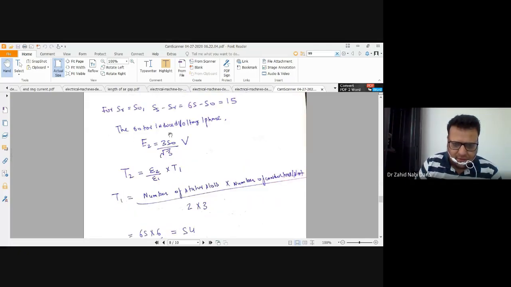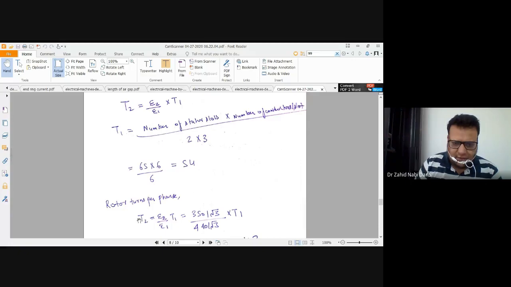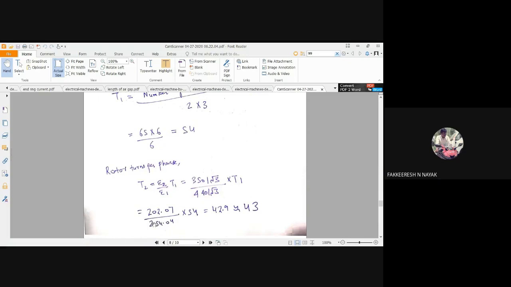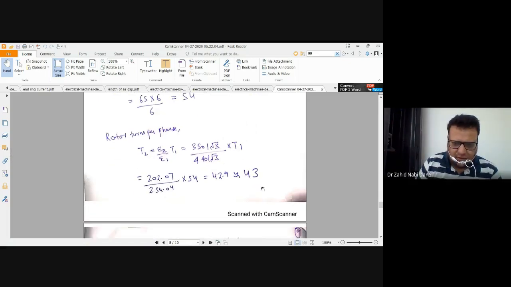E2 is your 350 by root 3, and T1 you just calculated as 54. Any doubt you are having? Again, T2 is equal to E2 by E1 into T1. T1 you know is 54, E2 is 350 by root 3, and this is 440 by root 3. The root 3 cancels. So 350 by 440 into 54, you'll get around 43. The value is around 43, 42.9. Now you know the number of turns on the rotor side.